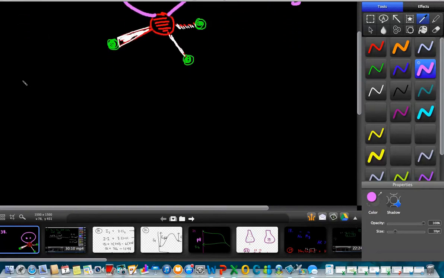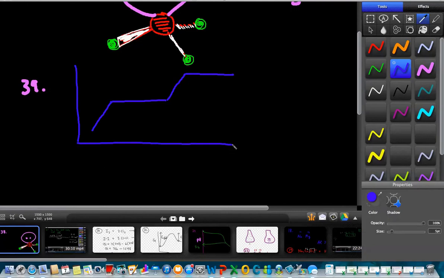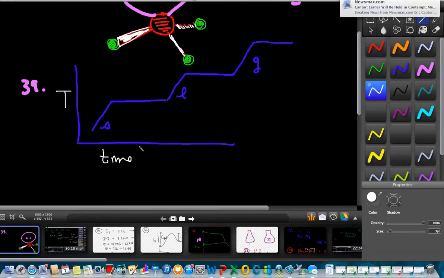Moving on to number 39. During a phase change, the temperature does not change. So if I were to draw just a quick heating curve, this is where I am in the solid state. This is where I am in the liquid state. This is where I'm in the gas state. So basically we have temperature versus time.